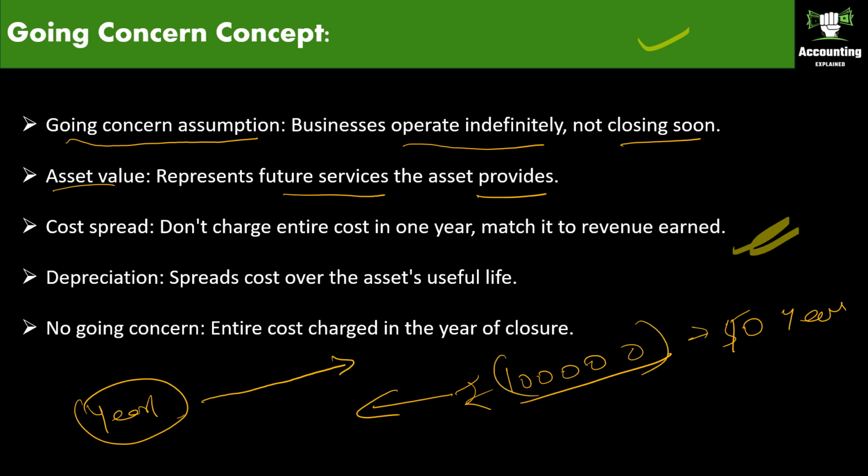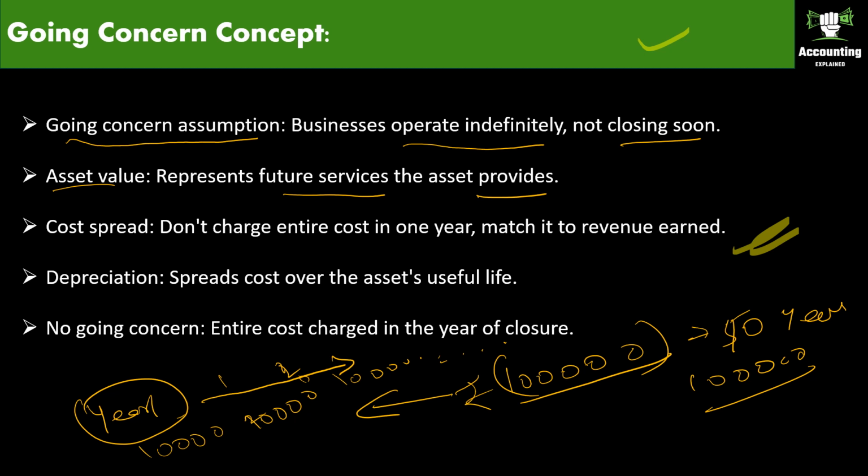So 1 lakh is the cost of the machine. 1 lakh divided by 10 is 10,000 rupees. So every year you are going to take 10,000 rupees: year 1, 10,000, year 2, 10,000, year 3, 10,000, like that till the whole cost is exhausted. This is done because the machine is not just 1 year's expense. The machine is going to be used for a long time, so it will give you tea for many years. So accounting does not charge the whole machine cost to just 1 year.